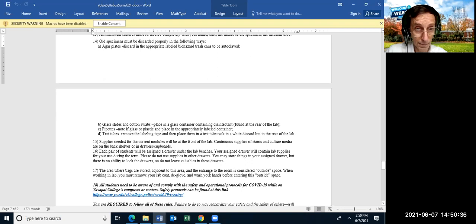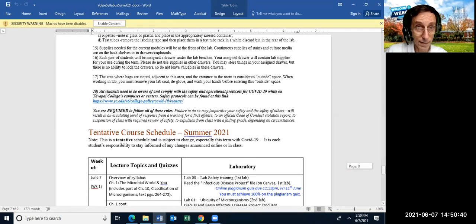We can skip that. I've already talked about them. And you have to comply with the safety procedures in the lab and COVID-19 while you're at Yavapai College. And you are required to follow these rules. Normally I could kick you out of the lab if you do not, but like I said, you'll be tested on this material. Any questions about any of that?